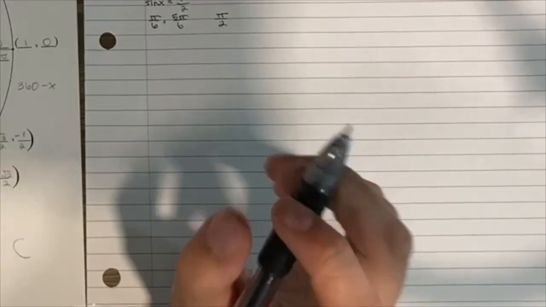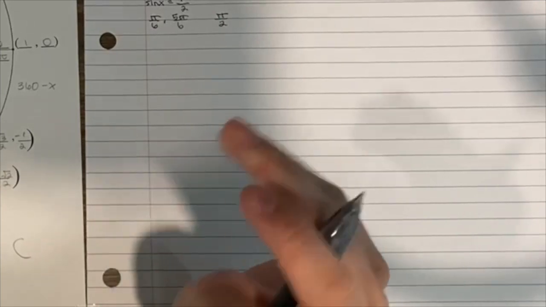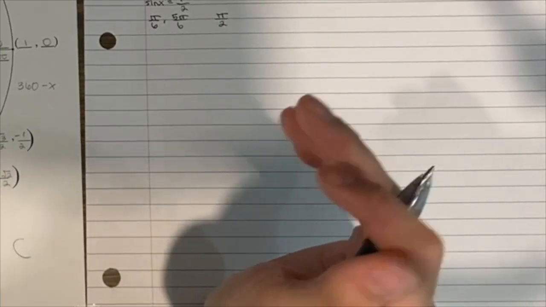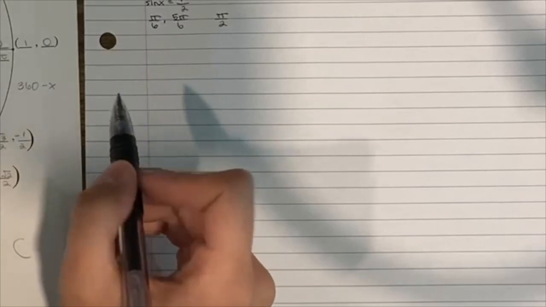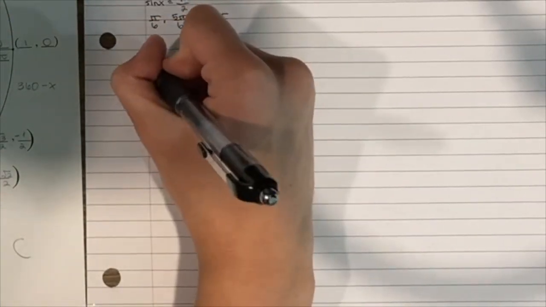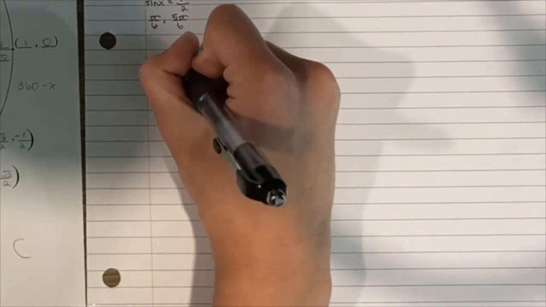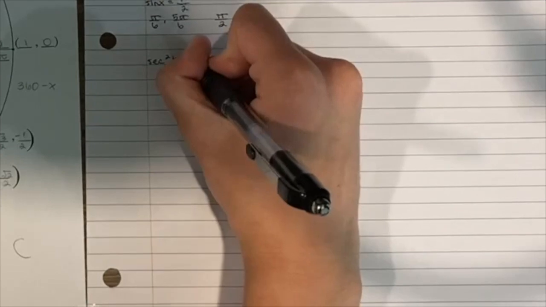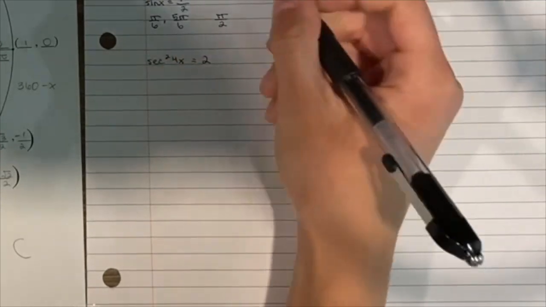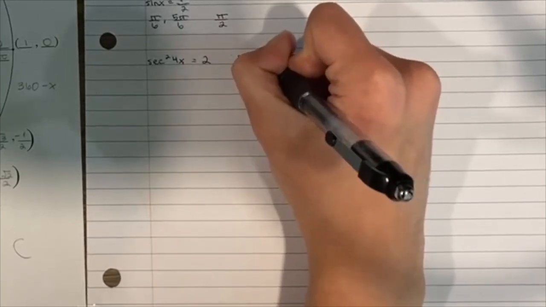So the second problem I'm going to do is a multiple angle identities problem, which is going to be secant squared 4x equals 2. And this is also going to be between 0 and 2 pi.